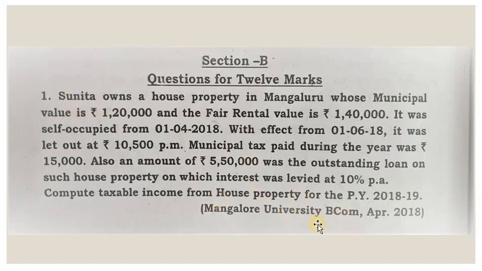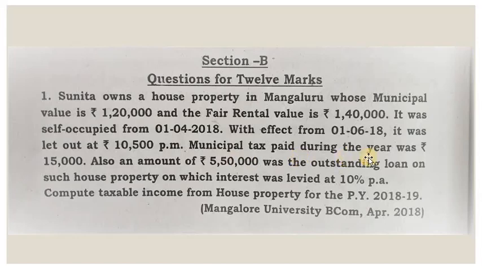This question has come for the Mangalore University BCom April 2018. Sunita owns a house property in Mangaluru whose municipal value is 1,20,000, and the fair rental value is also given as 1,40,000. It was self-occupied from 1/4/2018, so it is self-occupied from the beginning of the year itself. With effect from 1/6/2018, it was let out at 10,500 per month. So even though it was self-occupied, from the month of June it was let out. So it is partly self-occupied and partly let out property.